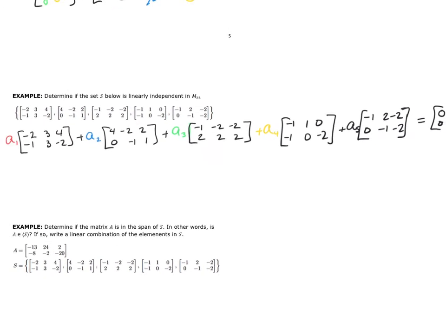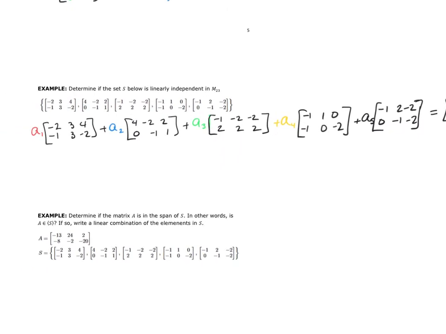What I end up with is this. When I multiply my a's through, I get this matrix: a1 times -2, a2 times 4, a3 times -1, a4 times -1, a5 times -1. So my first entry in the matrix is going to be -2a1 plus 4a2 minus a3 minus a4 and then minus a5. All I'm doing is multiplying each of these scalars by the first position and then adding those numbers together. So this represents the 1, 1 position in this addition here.